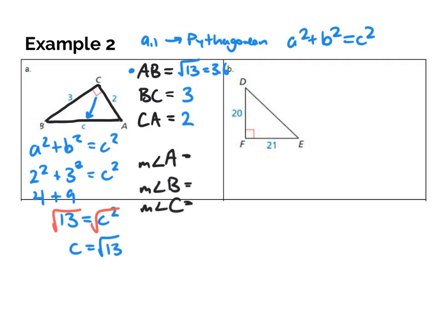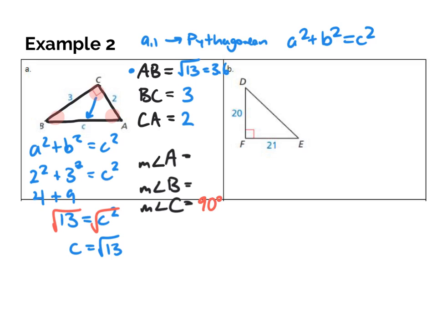But my goal is also to figure out what the three angles are. I want to know what angle B is, what angle A is, and what angle C is. Right away I do know that angle C is going to be 90 degrees. So my goal is to figure out what A and B are, and this is where the inverse trig ratios are going to help. If I want to find A or B, I have to relate those angles to the side lengths.